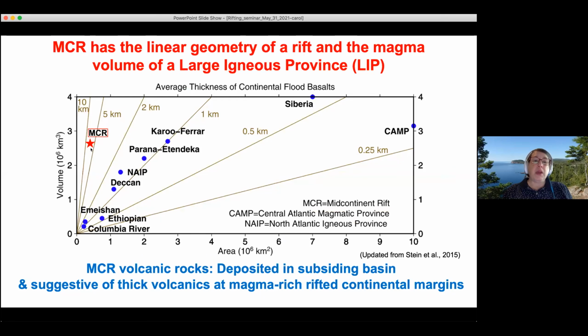The Midcontinent Rift is different from the other continental flood basalts in that the average thickness, when you plot area versus volume, for many of these is about 1 kilometer. But the Midcontinent Rift average thickness is between 5 and 10 kilometers, because most of it was deposited in a subsiding trough. And these thicknesses are suggestive of the magma accumulations at magma-rich passive margins.